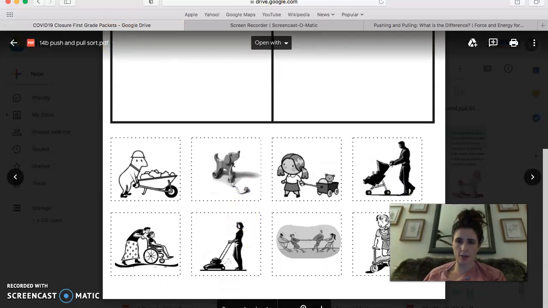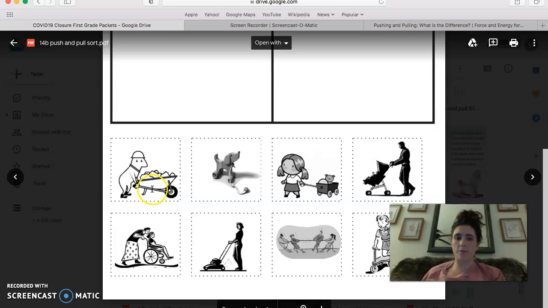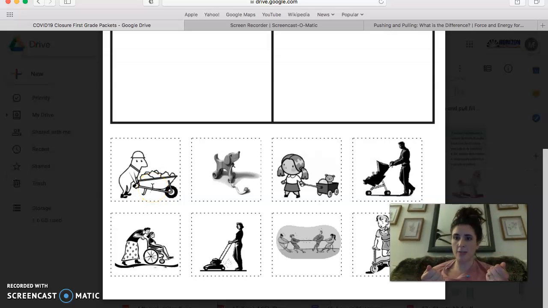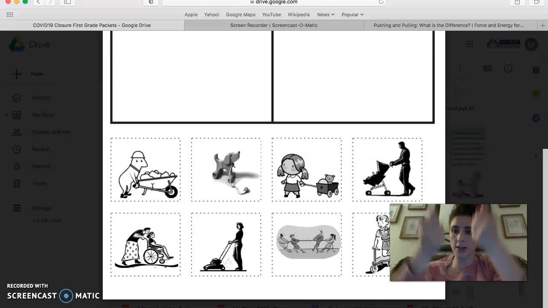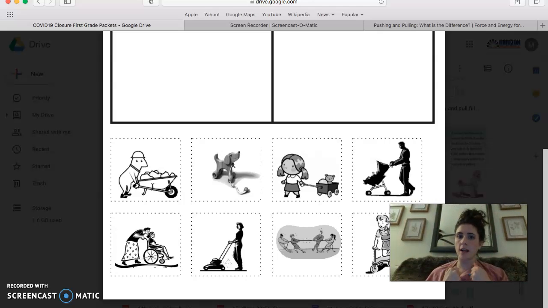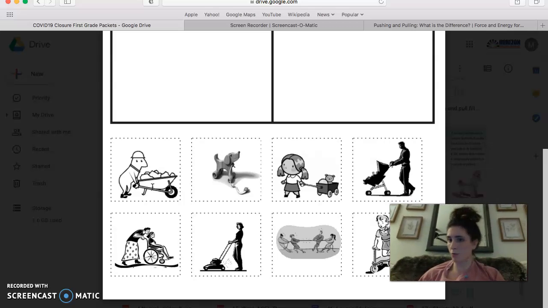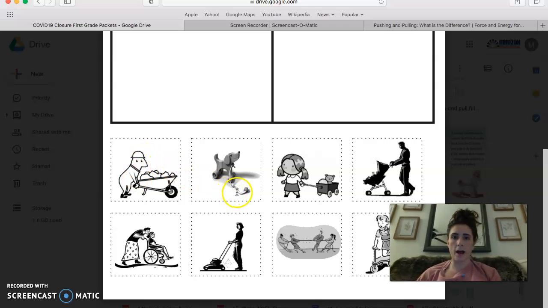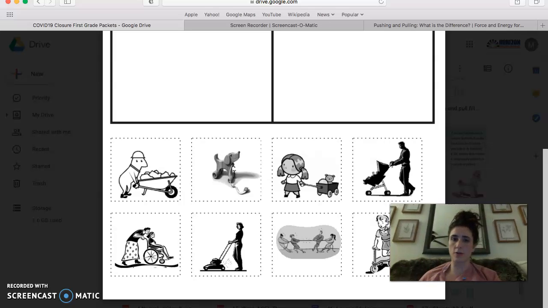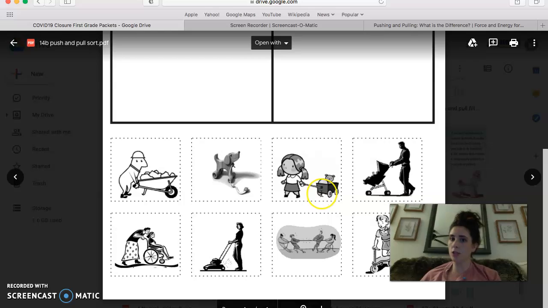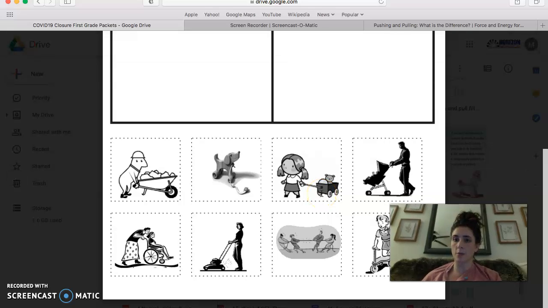So let's take a look at these pictures. The wheelbarrow. He has a lot of stuff and he's moving it. He's moving it forward. Is he pushing it or is he pulling it? I think he would be pushing it towards something, right? Pushing it towards the dirt. What about if you have one of these little wooden dogs? Is it pushing itself? Do you have to push it or do you pull it behind you? You pull it behind you. Same with this wagon. Is she pushing it or is she pulling it? Pulling it toward her. She's pulling it.